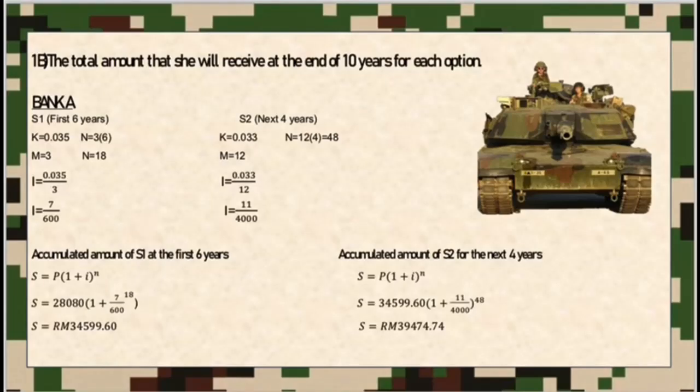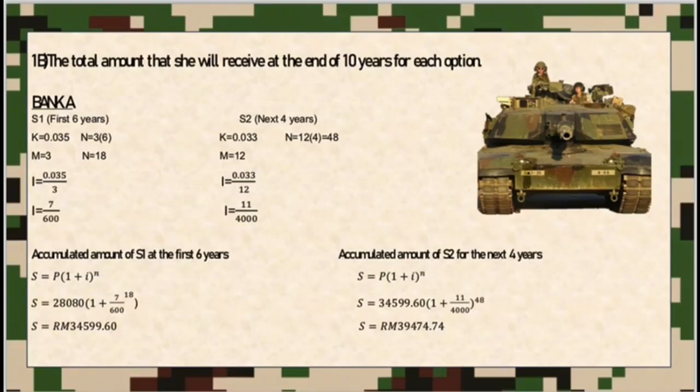1B. The total amount that she will receive at the end of 10 years for each option. So we have Bank A and Bank B. First we look for Bank A. Bank A is divided into two, which is for the first 6 years and for the next 4 years. We look for the first 6 years first. First of all, we list down the information that we need, which is K is 0.035, N is 18, M is 3, and I is 7 over 600.